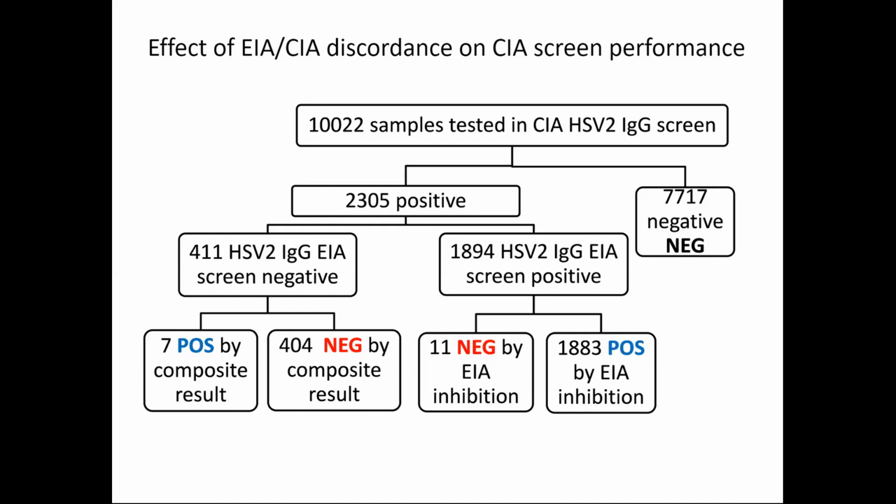And if we apply the percentages from the study of the subgroup of 60 discordant samples, we get numbers that 404 would be considered negative by a composite result, and 7 would be considered positive. So this combined number of 415 screen positive but final negative results is a bit alarming, but when we plug these numbers into assay performance calculations, we see a somewhat different picture.